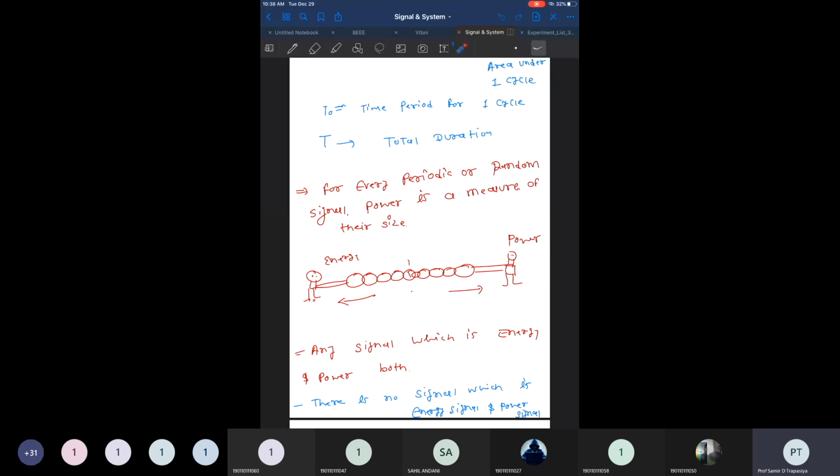And then we have described that energy and power are tugging the war together in opposite directions. So if any signal is an energy signal, it is never a power signal, and if any signal is a power signal, it has infinite energy, so it can never be an energy signal.